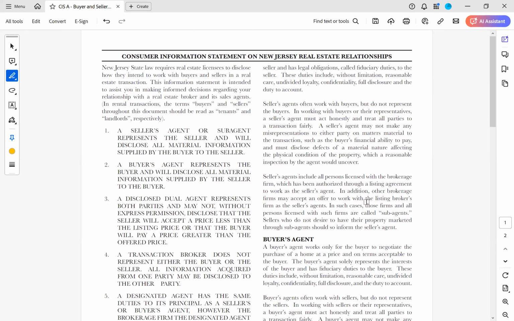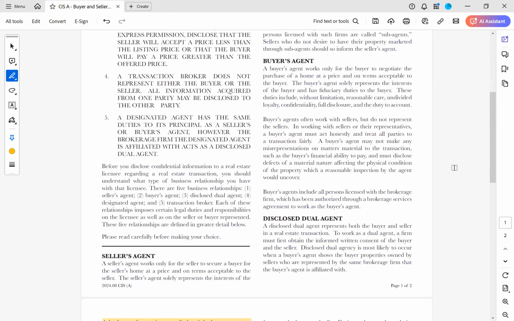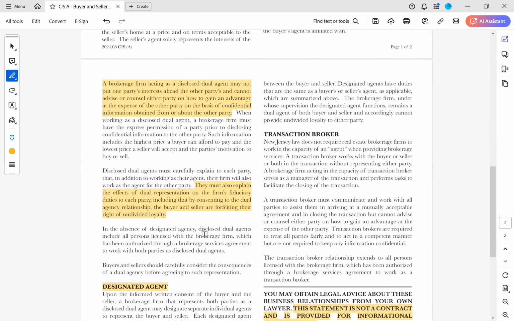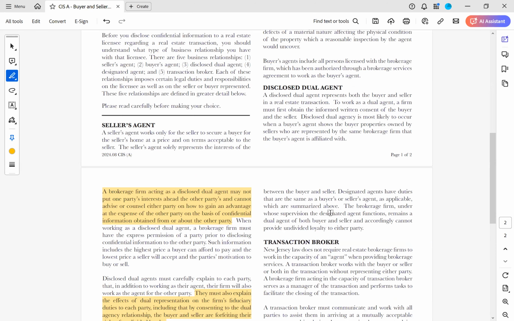All right, guys, so this is the new consumer information statement. I'm going to do a video on this one explaining the new parts of it. Not going to go through the entire form. You guys know seller's agent, buyer's agent, disclosed dual agent. What has been added to this that's important that you need to understand is the designated agent. But I do want to touch on a couple of things.